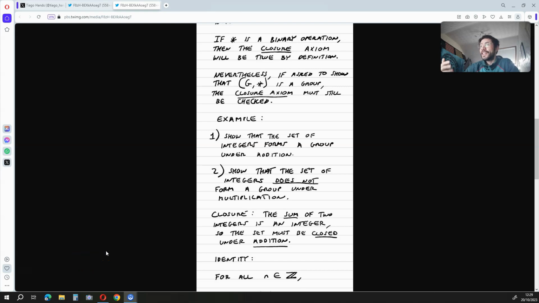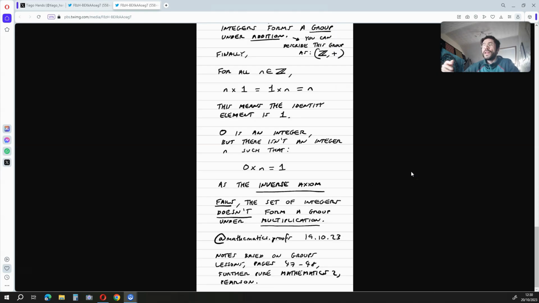Okay? Now, the last task is to show that the set of integers does not form a group under multiplication. We do this by saying, for all n, which are elements of the integers, n times 1 is equal to 1 times n, which is equal to n. This means that the identity element is 1. However, 0 is an integer, but there isn't an integer n such that 0 times n is equal to 1. As the inverse axiom fails, in this instance, the set of integers doesn't form a group under multiplication.